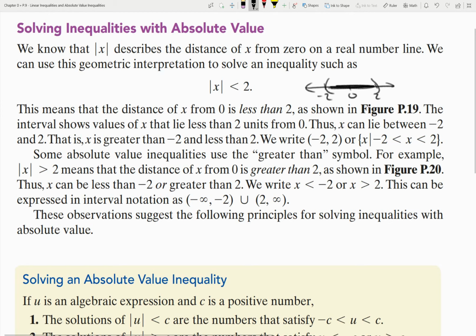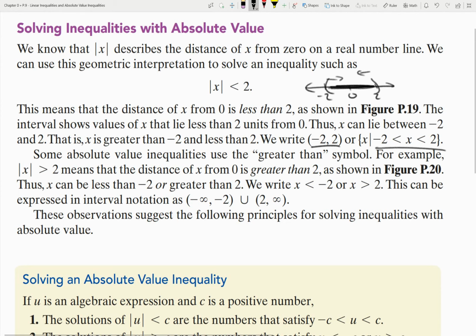So the interval shows that the values of x lie less than 2 units from 0. So x can lie in between -2 and +2. So x is greater than -2, but less than +2. And we can write that with our interval notation, with our set builder notation.